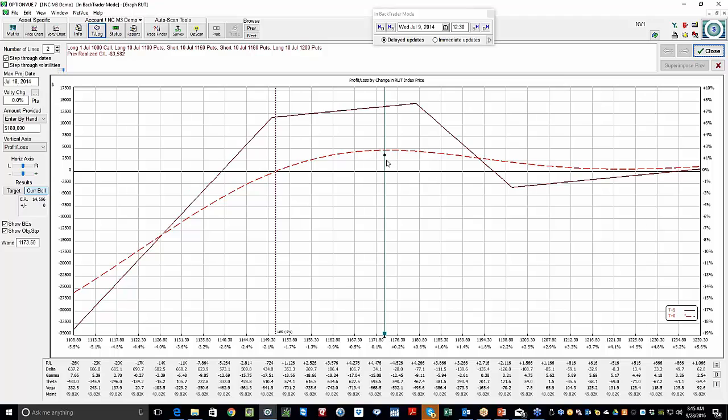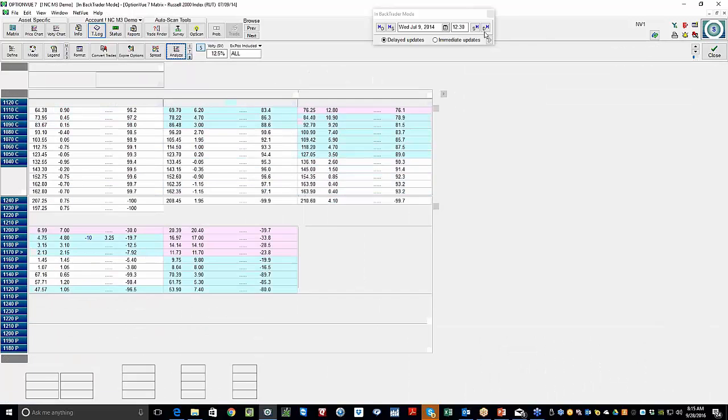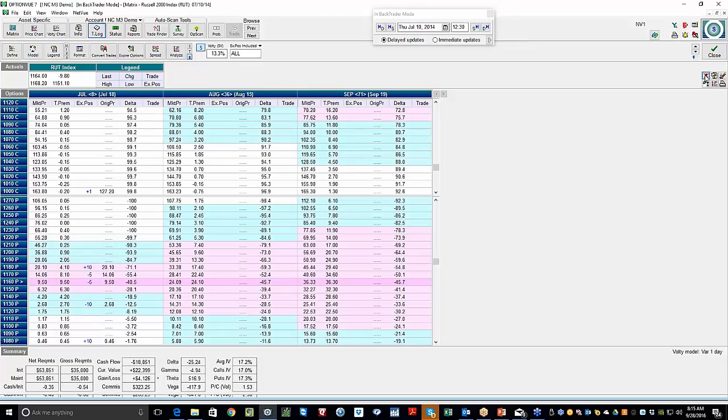Okay, we're pretty much right in the center, right at the top of the ball. We're in a good position in the sense of being under the 10, and if the market does nothing like it did today, we're in good shape, right? So here we go. Let's move up a day and let's see what happens.